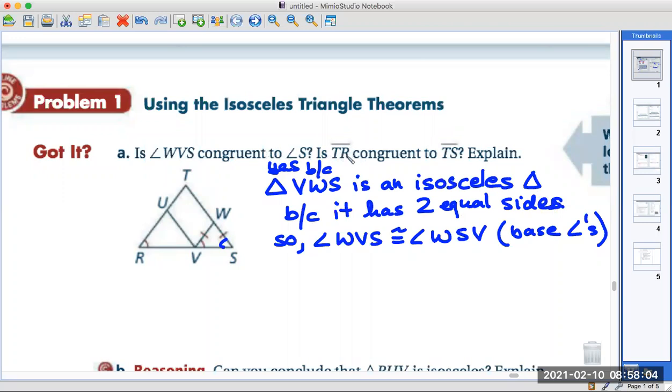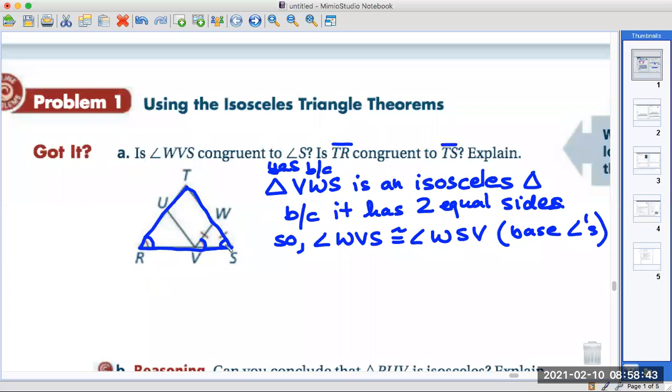And now this is not an angle, this is a side. Do you notice how the side has the little bar above it and it has two endpoints? TR. So now we're looking all of a sudden at this big triangle. Is side TR congruent to TS? And notice that angle R is congruent to angle V. These two were given congruent, and V is congruent to S. So therefore R has to be congruent to S by transitivity.